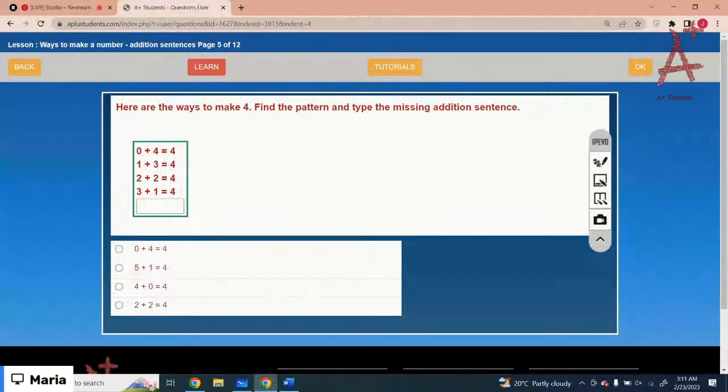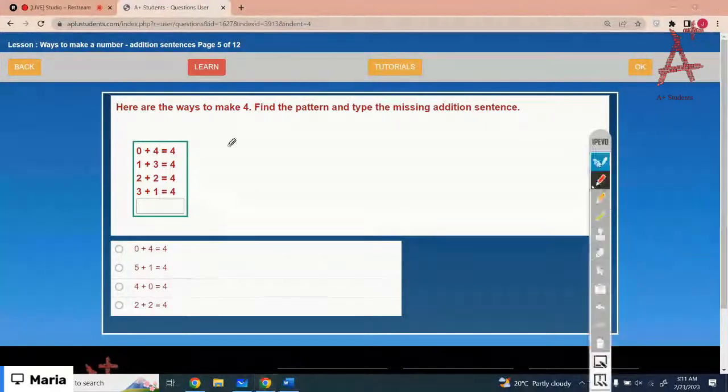Okay, the next one is, here are the ways to make 4. Find the pattern and type the missing addition sentence. So we have to find the missing addition sentence. Okay, so just look at the first number in the sentence. 0, 1, 2, 3. The numbers are increasing by 1 each time. So right after 3, the next one is 4. Got it?